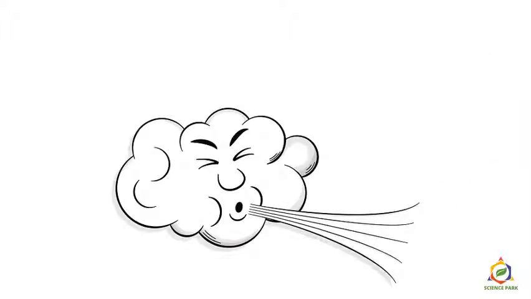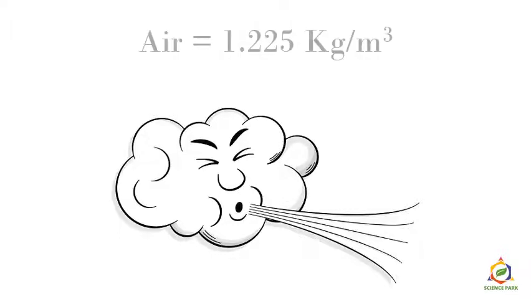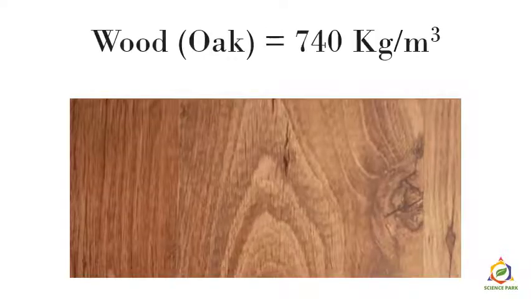Now we will have a look at densities of various materials we encounter in our day-to-day life. So first we'll have a look at the density of air, which is 1.225 kg per meter cube. It is very less dense. Then this is oak wood. The density is 740 kg per meter cube, much larger than air, almost 700 times.